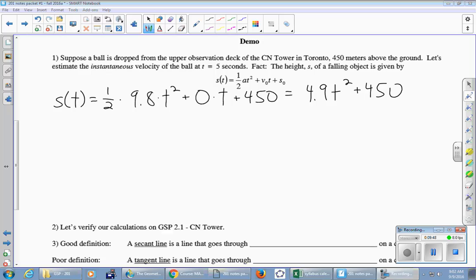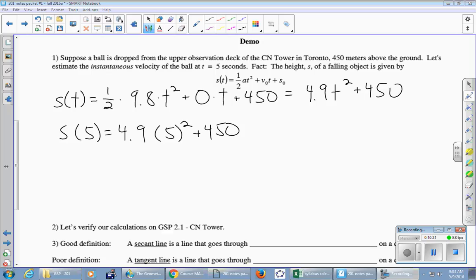Just to ground us in this formula, if we plug in, for example, t equals 5 seconds, that should tell us the height of the object after 5 seconds. s of 5 equals. So all we're doing is plugging 5 in for that t. Somebody with a calculator help us out here. Crunch this number, and this will tell us the height of the object after 5 seconds.